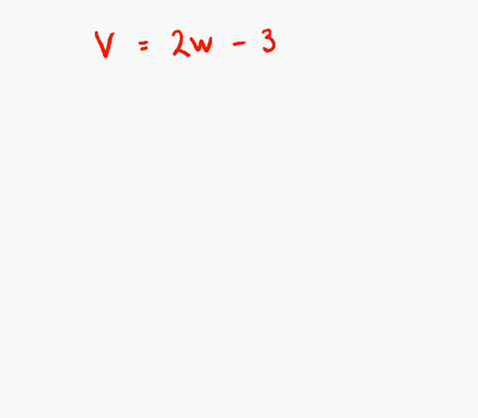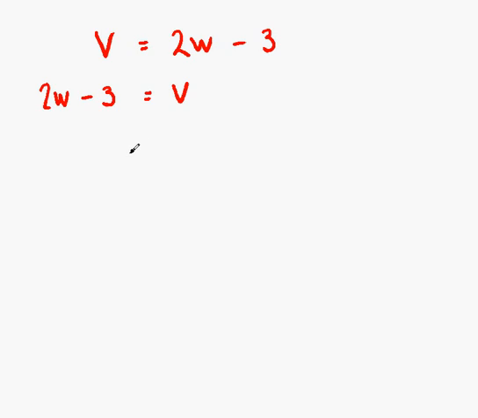This is example number 7 and the last example in this lesson. We have V equals 2W minus 3. The subject of the formula is currently V. We want to change the subject of the formula so that it is W. The easiest thing to start this one off is to switch both sides. So if V equals 2W minus 3, then 2W minus 3 is equal to V.